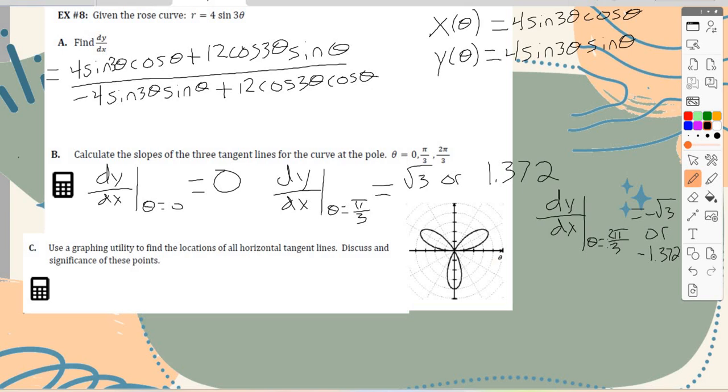Use the utility to find the locations of all the horizontal tangent lines, and discuss the significance of these points. So, which one of those up top do I need? One. Okay. And we're looking for where that equals 0? That's just y of theta, right? Oh, the derivative of that equals 0. Agreed? So we either have y prime of theta, yes? But do I actually need to calculate it this time?